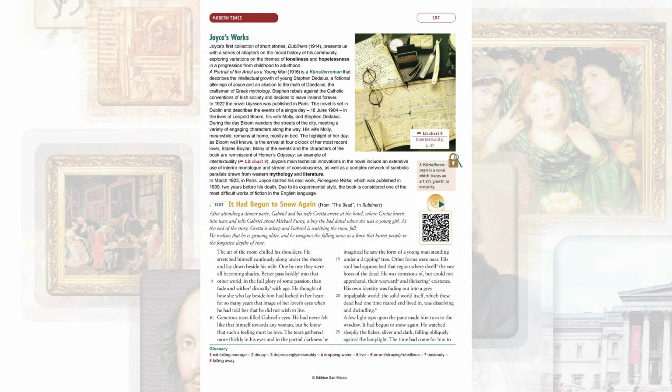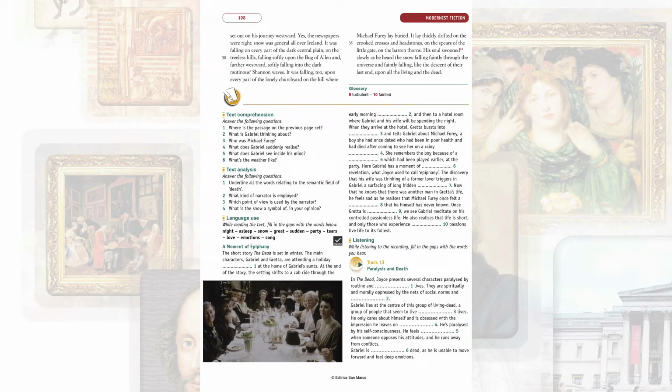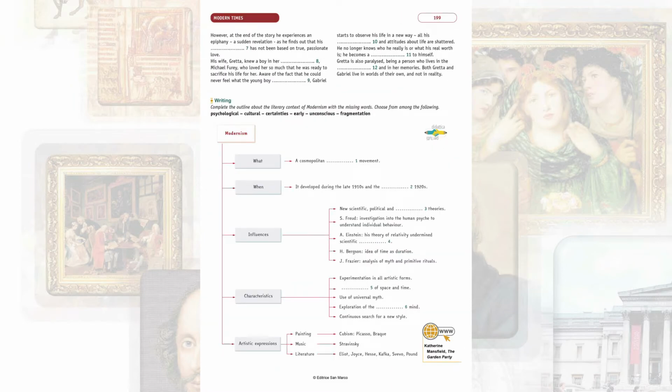One text which could be a nice example for this type of activity is an excerpt from The Dead by James Joyce, in particular the final moment of epiphany when Gabriel, the main character, meditates upon his passionless life and realizes he had never really known his wife Greta in the real sense of the word.